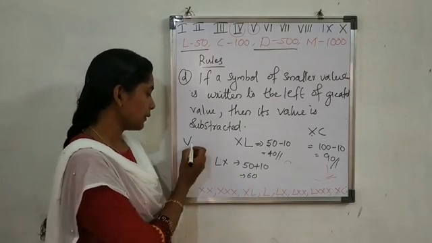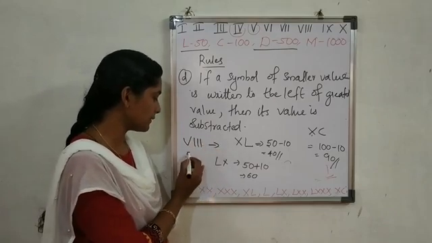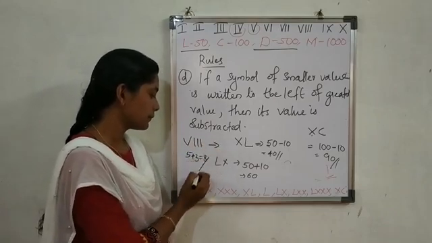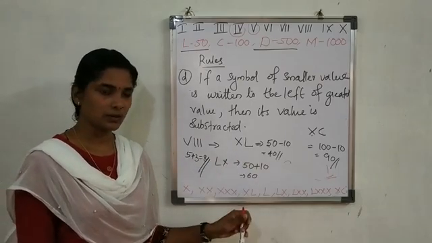This is 5. I just write 3 on the right side. This means 5 plus 3, 8. These are some of the examples. You just understand these things.